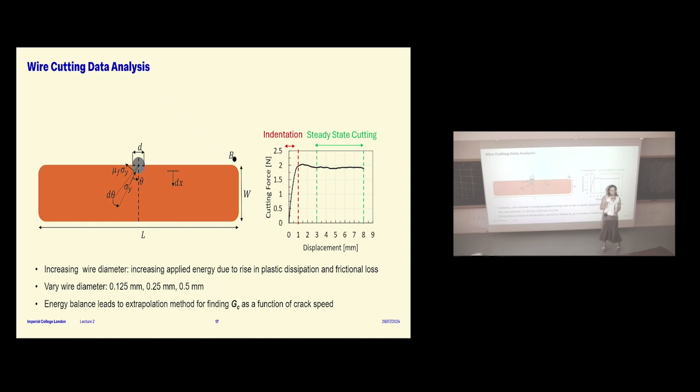As you increase your wire, will you get more dissipation for plasticity and friction or less? More. Okay, so actually this is why we then do tests for different wire diameters, okay?